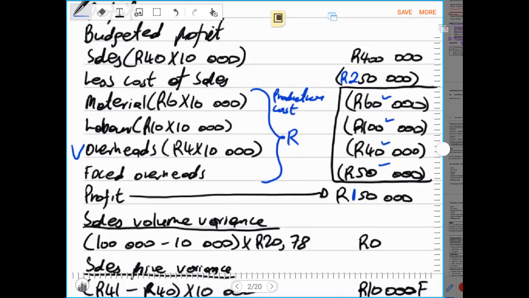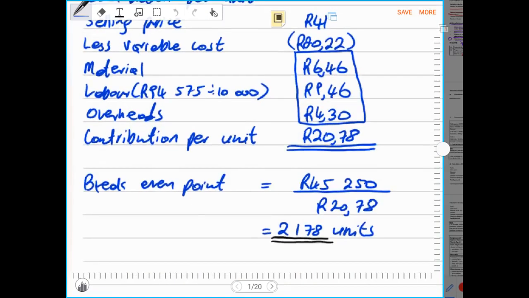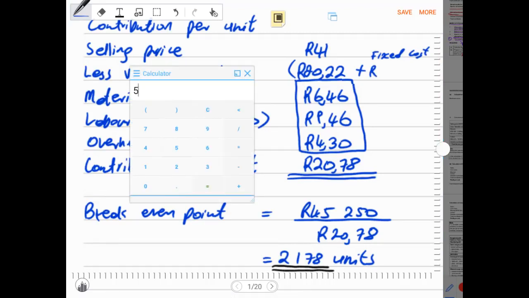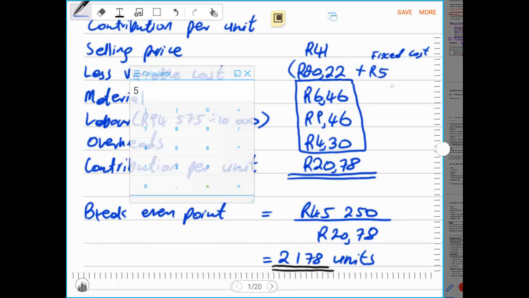For you to do that, you'll first have to know how much your cost per unit is. Remember, we calculated our cost, and our cost was calculated as 20 rand 22 cents, if my memory still serves me. That was our total cost, which is our variable cost. So you'll only have to add the fixed cost. Adding the fixed cost means you'll have to say 50,000 divided by 10,000. Doing that, the fixed cost will be 5 rand.